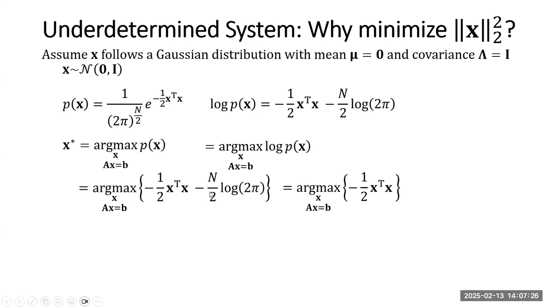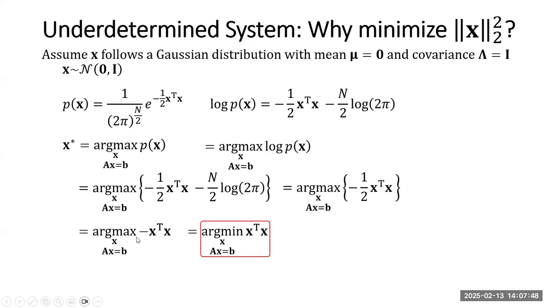We can simply drop the second term, because it is a constant independent of x. So we take the argmax of negative half x transpose x. But instead of maximizing the negative half x transpose x, I minimize. I drop the half, and just another step: instead of maximizing the negative, I choose to minimize x transpose x, subject to Ax equals b. So this is the theoretical justification for the approach that I presented.